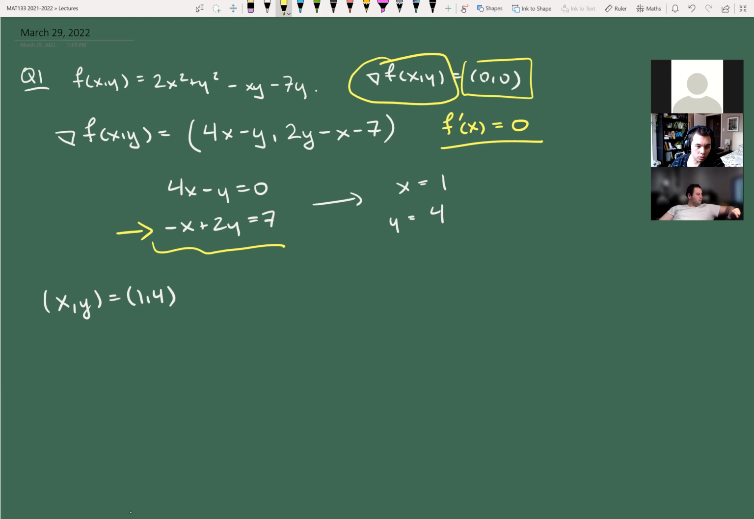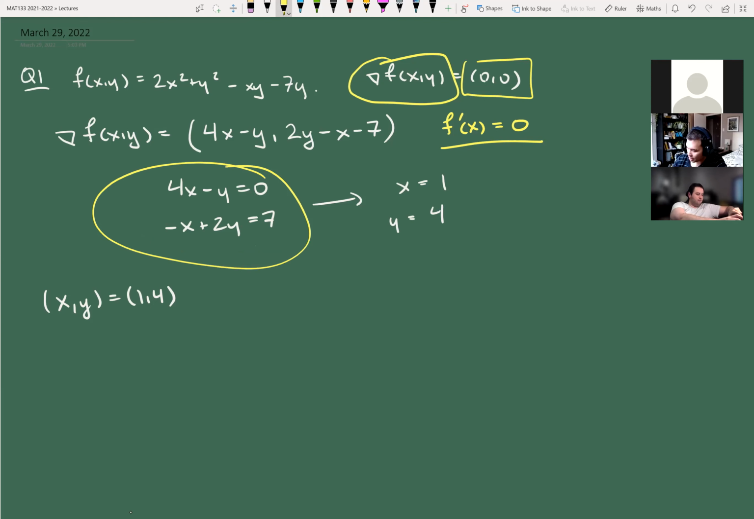How did I get x equals 1? I mean, you have to solve it, right? I didn't solve it here, but we know how to solve these sorts of things. You go through and actually solve it, and you could do something like add twice the first equation to the second equation. That gives you 7x is equal to 7. That gives you x is equal to 1.